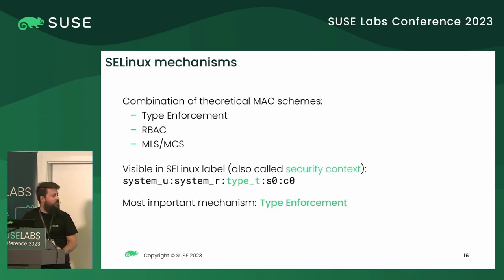You can see this if you look, for example, at the labels we were talking about before, the SELinux label, which is also called the security context. It has a few parts. It has a user part, system_u, then a role part, and these two parts belong to the role-based access control part of it. It has a type part, which belongs to type enforcement, and then it has a sensitivity and category that belong to multi-level and multi-category security.